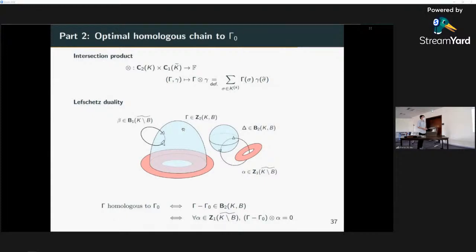This is by definition that the difference should be a two-boundary of the complex, and using this duality, we can show it is equivalent to verifying that for all one-cycles of the dual graph, the intersection product is 0. So this is what we're going to be trying to verify. We need a way of finding all the one-cycles of the dual graph, and we need to verify that the intersection product is 0.